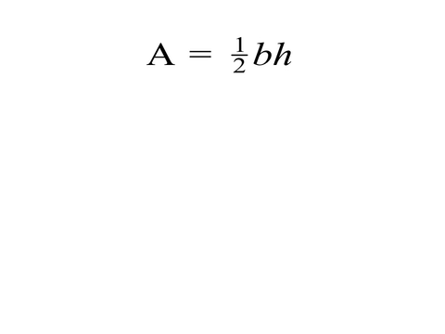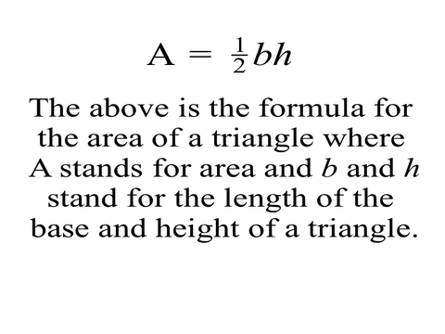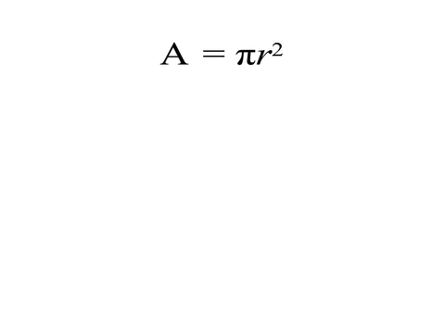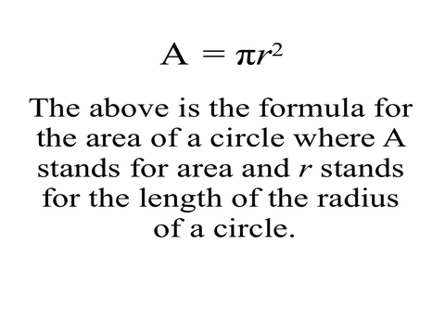Here's another one with the letter A, so it probably means area. And you may already know that it's the area of a triangle, where A stands for area and B and H stand for the length of the base and height of a triangle. Another area formula, and since pi is involved, you probably know it's the area of a circle, where R stands for the length of the radius and A stands for the area of a circle.